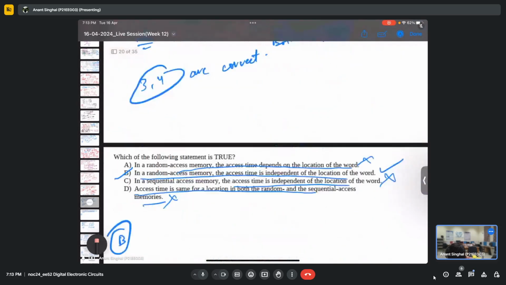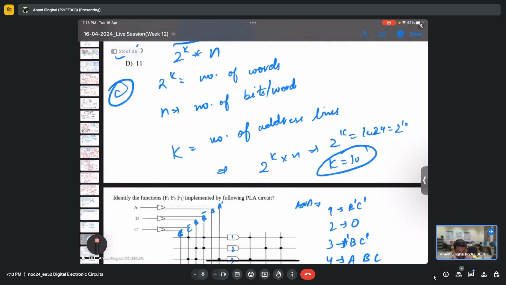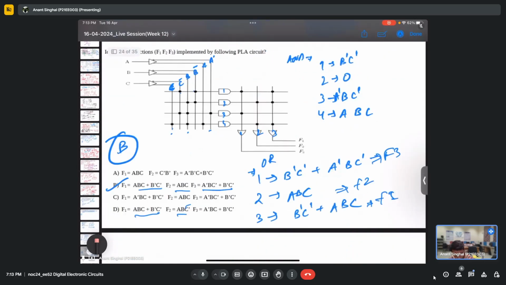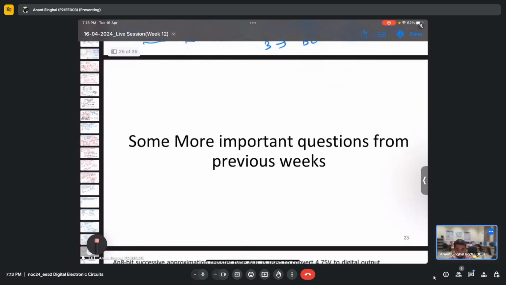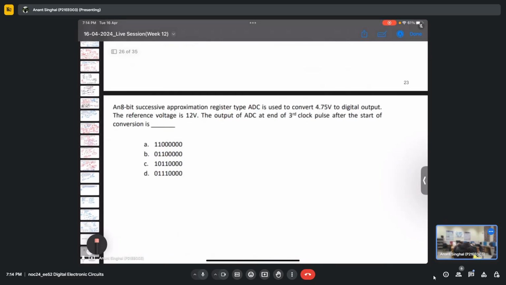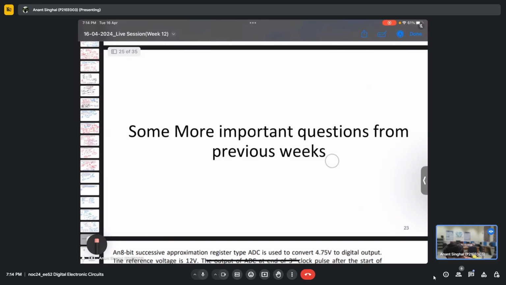So now we'll discuss some of the very important problems from the previous weeks also, and you can go through them once and if you have any doubt you can ask again. I'll not solve them again, but I'll let you know the questions that I feel are important, and if you have further doubts you can ask. So I'll go from week to week, first starting from week 11.